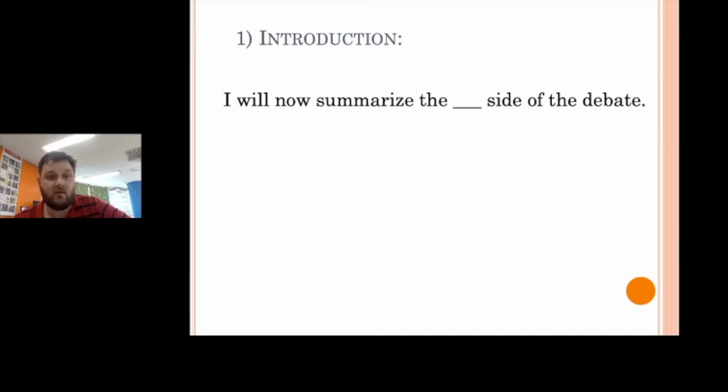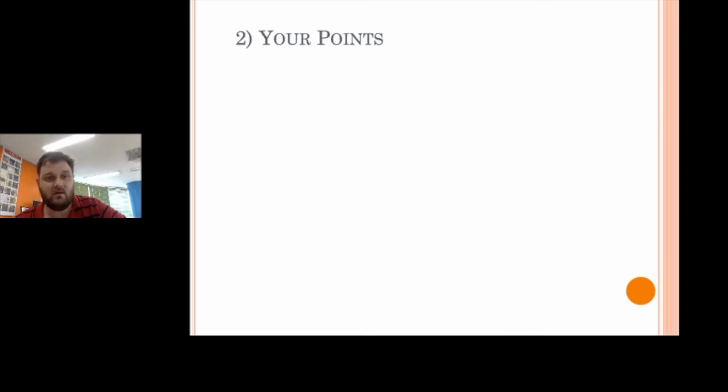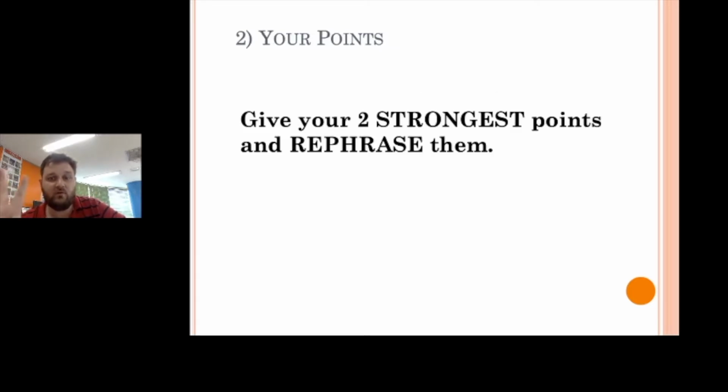So introduction. I will now summarize the affirmative or the negative side of the debate. This is easy. So you give your two strongest points and rephrase them. Why do I ask you to rephrase them? Because you want to keep the audience interested, and it also shows you understand the arguments if you can rephrase them. So no Control C or Control V. Just give your two strongest points rephrased, okay?